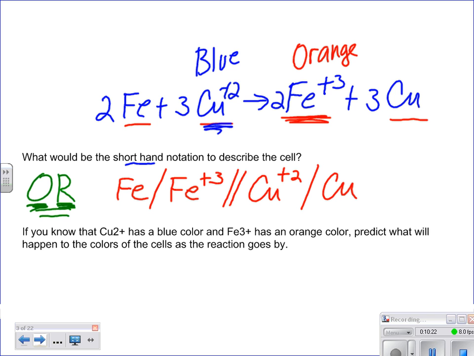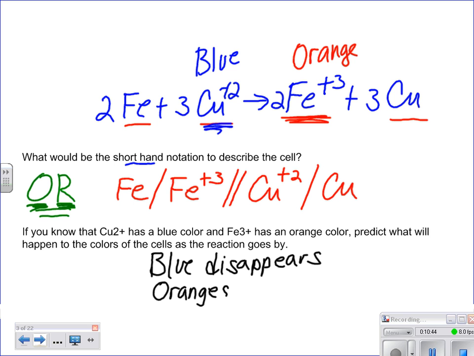So over time, we see that the copper is going to go away and the iron 3 is going to increase or appear. So the way we could write that is we could just say that the blue disappears and the orange appears, or you could say it increases, something like that. And that should do it. I will work with voltaic cells on the next video.